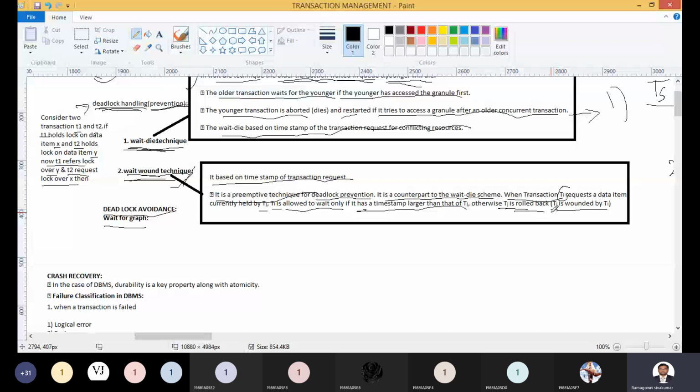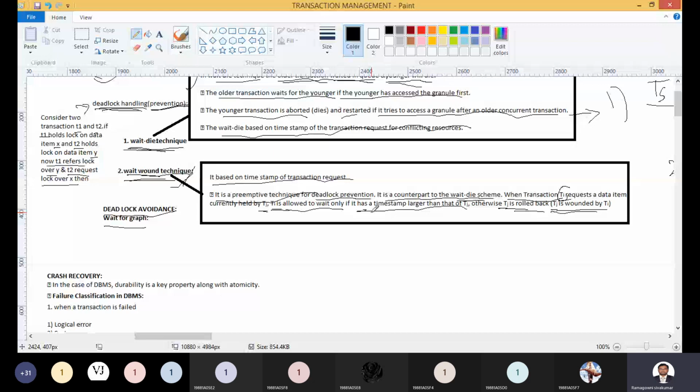Try to understand this theory. It is a preemptive technique for deadlock prevention. It is a counterpart to the wait-die scheme. When transaction Ti requests a data item currently held by Tj, Ti is allowed to wait only if it has a timestamp larger than that of Tj. Otherwise, Tj is rolled back.